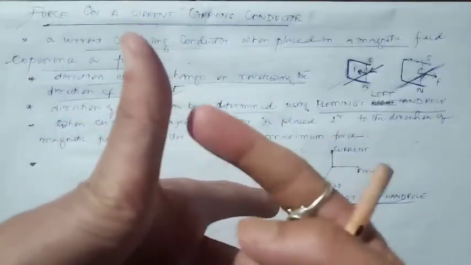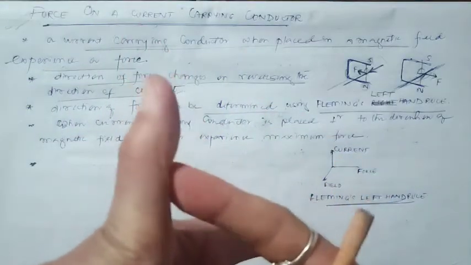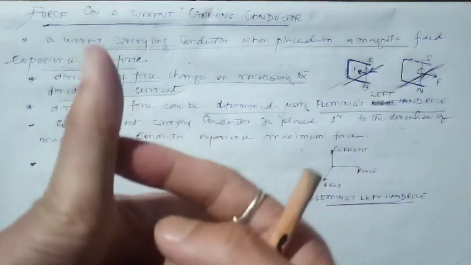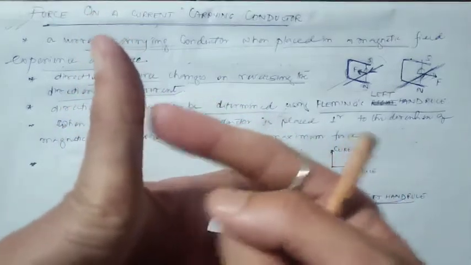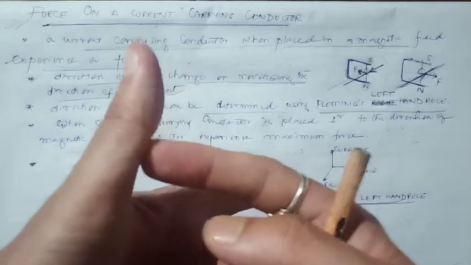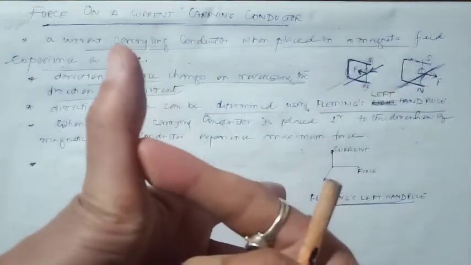T stands for thumb, and T also stands for the thrust. Thrust is a motion. The thrust is a force. So force causes motion. So this thumb will give you the direction of the motion or the force which the conductor carrying current will be experiencing.